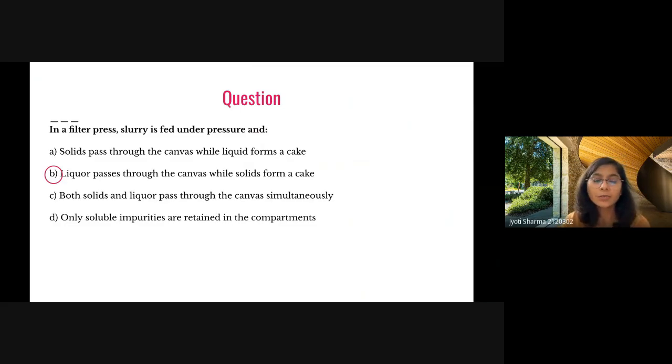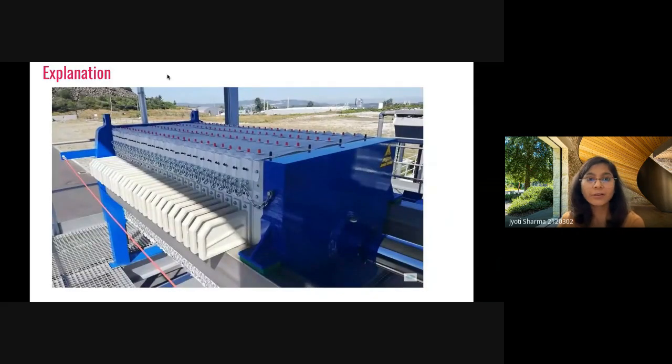So yes, here what we are doing, we do have canvas. Canvas is something like cloth, but here we are also giving some pressure. After that pressure, what will happen? The liquor will pass through the canvas, and above that we will have the solid sludge, and that solid sludge will form a cake. Okay, so this will be under the filter press. Let me show you. Such a kind of filter press we have, and this is how it will work. It can give you some pressure.